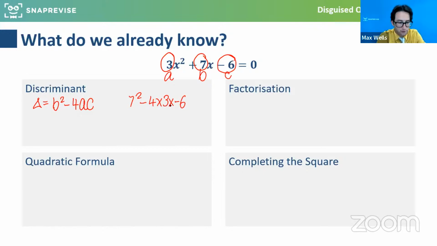And so if that comes out as a positive number, which I believe it does, that's going to tell us that there are two solutions, because any positive number has a plus and a minus square root. So the whole point of the discriminant is it actually tells you how many solutions this has.